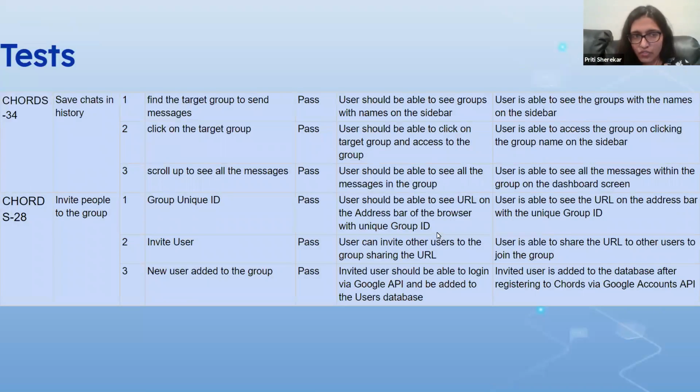The next test cases which are covered are whether the chat history has been saved or not, whether the user has been able to invite people into the group or not. So similarly, the test cases, expected and actual results are listed here, and the status of those test cases has been listed here. So all the test cases are passed, and as a result, the application has been accepted. Next slide will be presented by Vivek. Thank you.